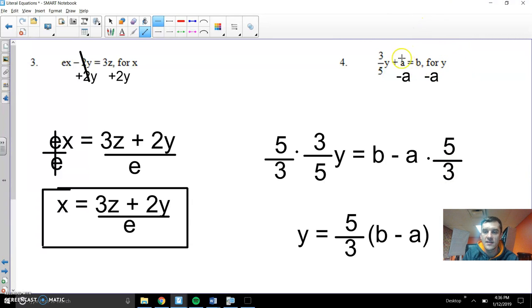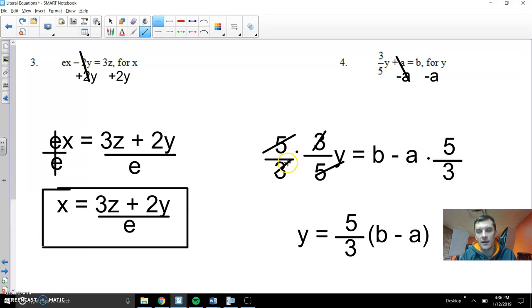Trying to get y by itself. So again, wanting to go ahead and get this a to the other side. And then if you remember what we talked about in class, if I want to get this 3/5 to the other side, 5 is dividing, so I'm going to multiply it. And 3 is in the numerator, so that means it's currently multiplying, so I need to divide that number over. And so that is basically the same as taking what we call the reciprocal.